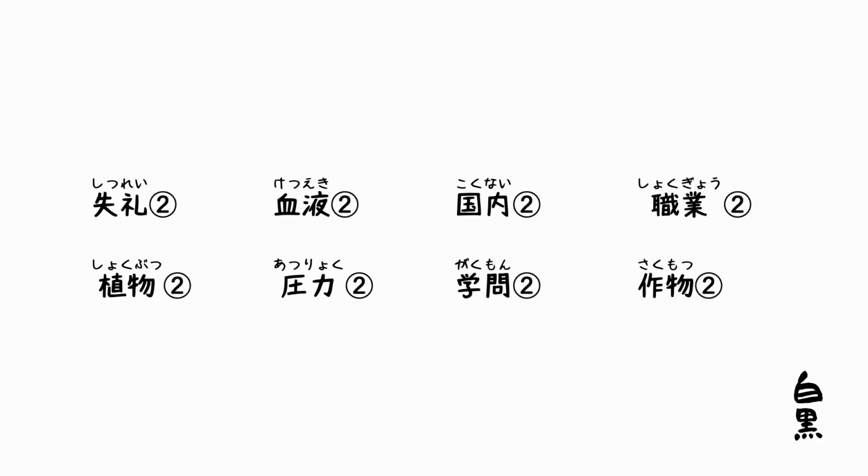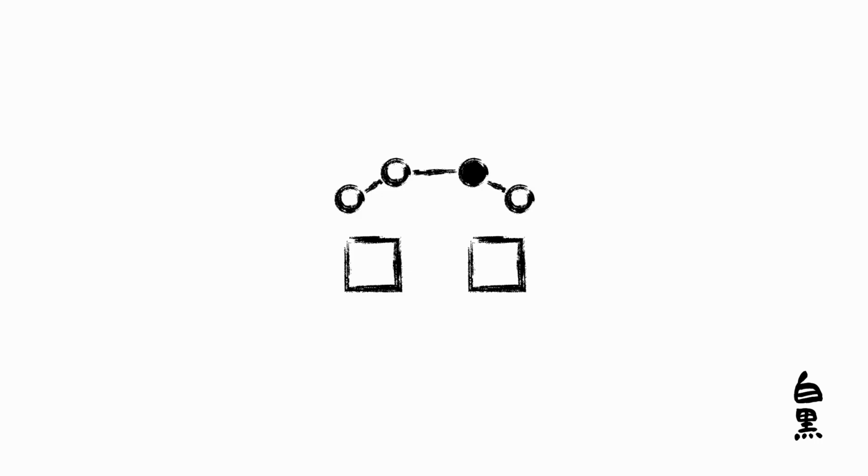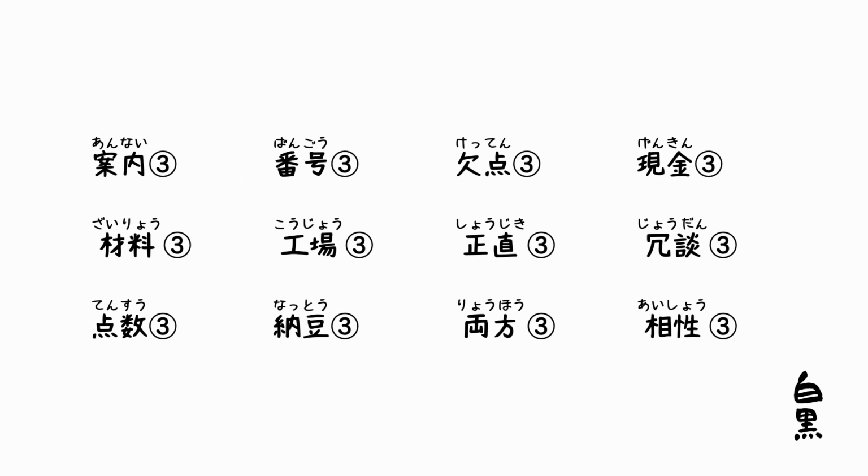With the second mora being the last high-pitched mora, we have words like 失礼、血液、国内、職業、植物、圧力、学問、作物. With the third mora being the last high-pitched mora, we have 案内、番号、欠点、現金、材料、工場、正直、冗談、点数、納豆、両方、相性. Again, if you can think of other examples, leave a comment below.